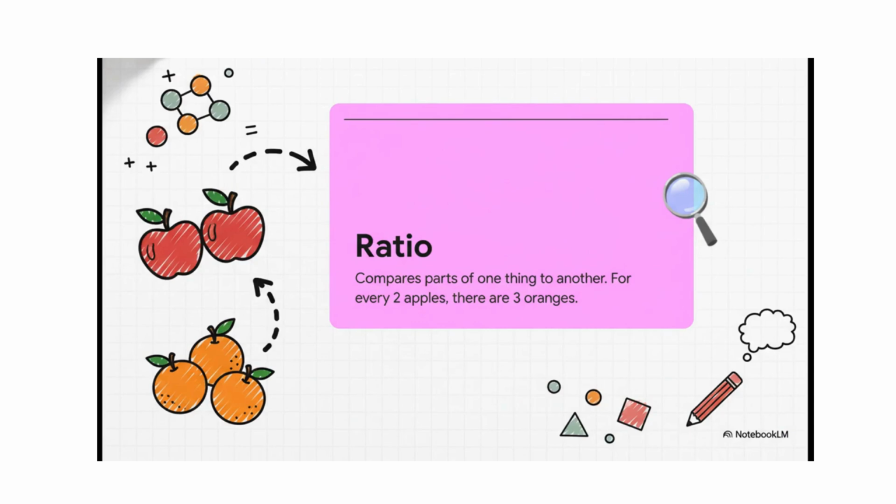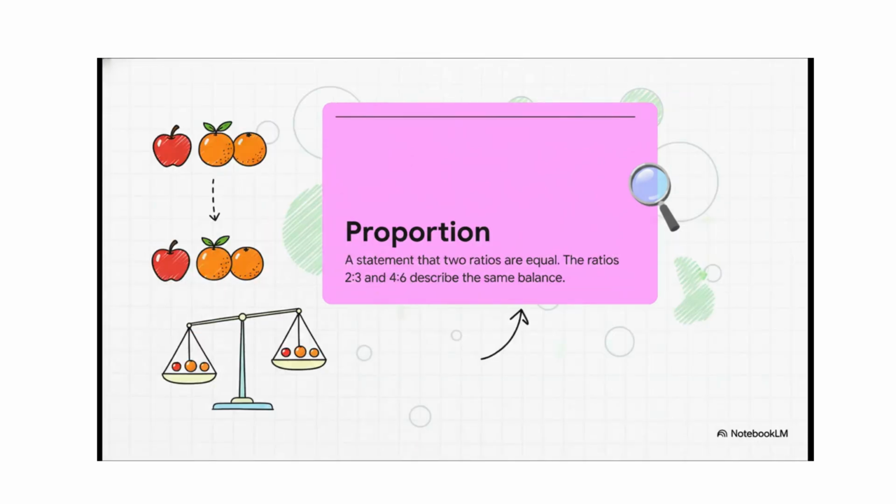Next up, we have ratios. The best way to think about a ratio is to think of it like a recipe. It's not about how much you have in total, it's all about the balance between the ingredients. So a 2-to-3 ratio of apples to oranges just means for every 2 apples you've got, you need to have 3 oranges.